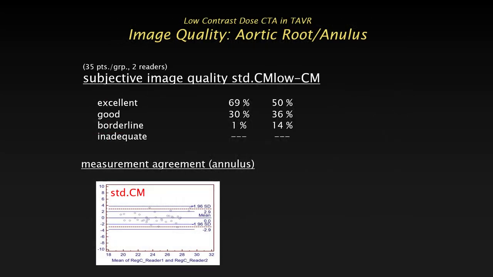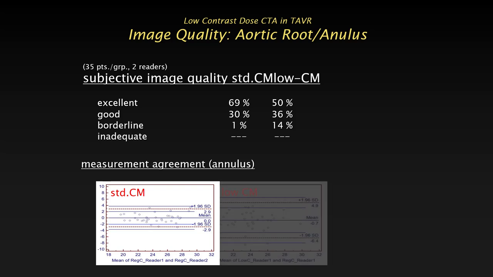Now, we did an analysis of that, and we compared two groups, with a standard contrast and a low contrast, and we asked the readers if they found the images excellent, good, borderline, or inadequate. And as you can see here, it just documents our self-confidence more than our true ability. We said that none of the studies are inadequate. We can read just everything. Right? But admittedly, the image quality was better in the standard contrast. So we had a higher percentage of excellent quality, only one borderline. And we had more borderline studies with low contrast. So we thought that it's kind of adequate.